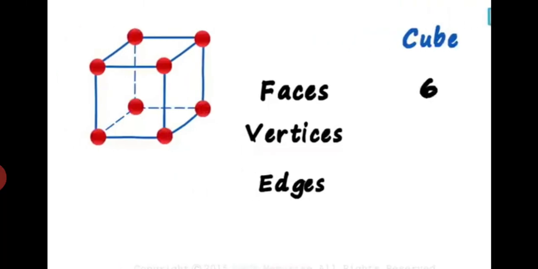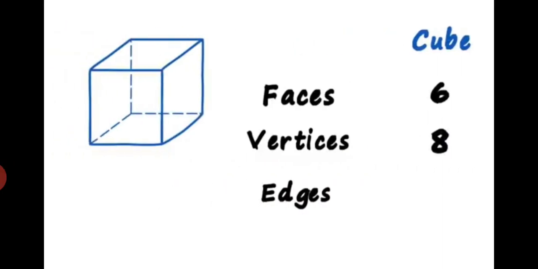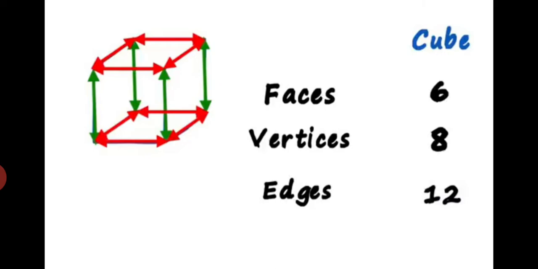Coming to vertices, observe the red dot. This shows that a cube has 8 vertices. And coming to edges, you all can see the number of edges of a cube is 12.